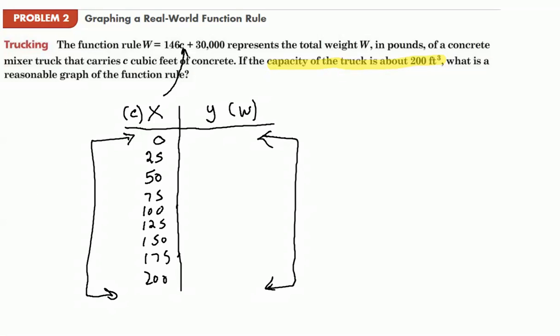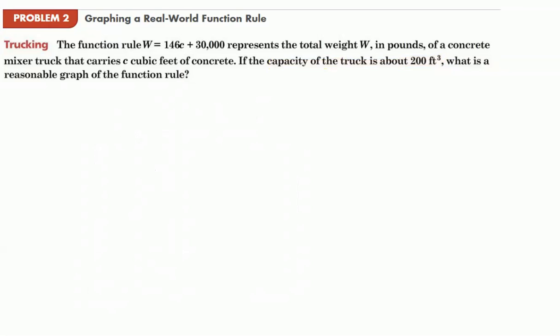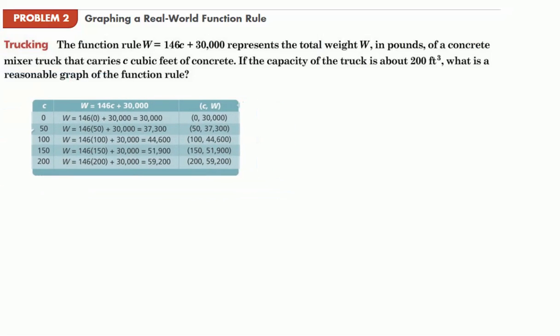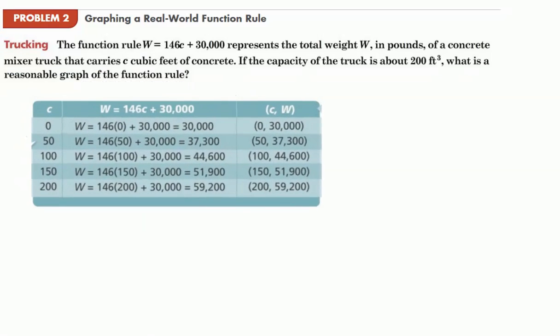So let me go ahead and show you what to use. For this problem, I would use these points right here. C is our x value, so this is our x right here. W is our y, and our W, our weight, is 146C plus 30,000. In this example, we're going to use every 50, so we're jumping from 0 to 50 to 100, 150, and 200. 5 points is good enough.